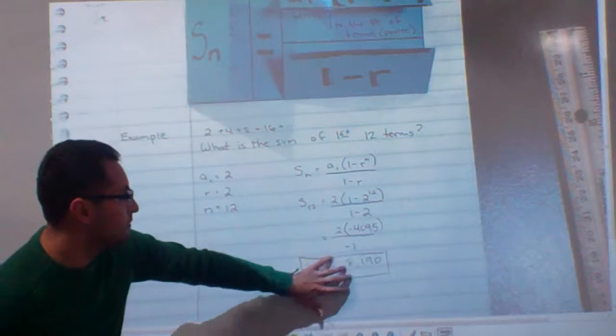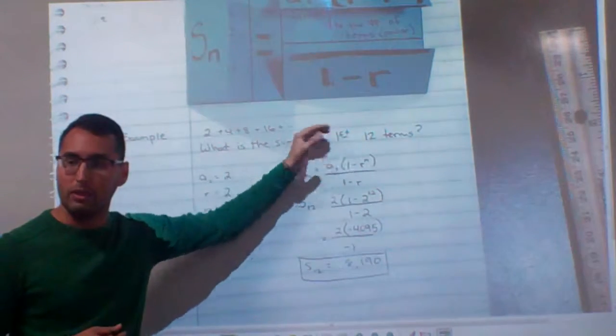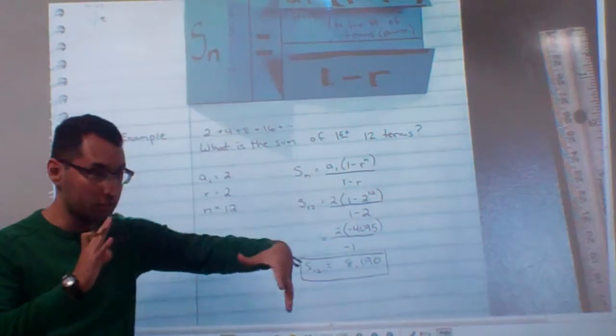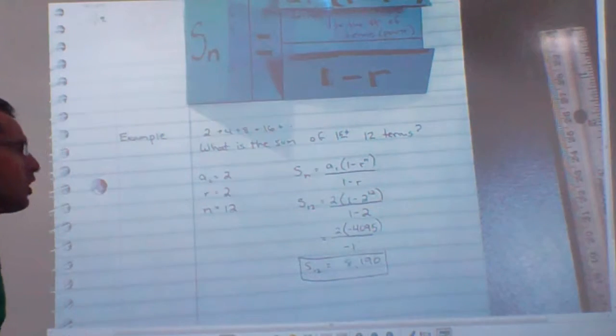Now the thing is, you can already tell from here, you should not get a negative number, right? All these values are positive. You took the first 12 numbers. There's no way it would be negative. Okay? That's a pretty big number as a result, just from 12 terms.